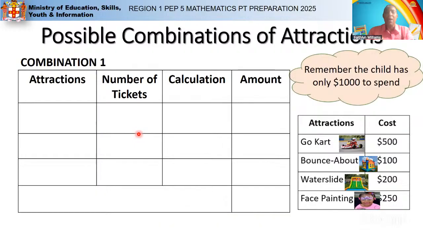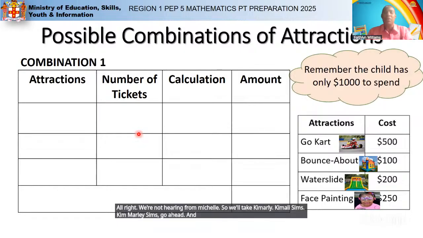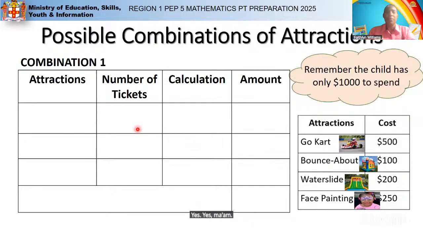So we'll take Kimarley Sims. Kimarley Sims, go ahead. And children, when you open your mic, just start speaking. My school is St. George's Girls Primary Infant School, and my 3 combinations are go-kart, bounce about, and water slide. So go-kart only once, bounce about, and water slide. And there, for Kimarley, we have go-kart being $500, bounce about $100, and water slide $200.